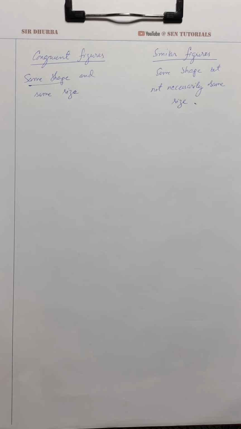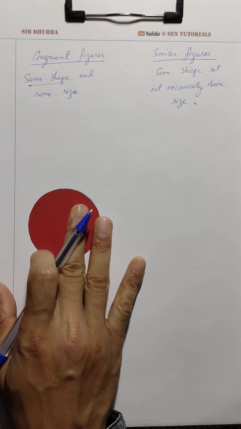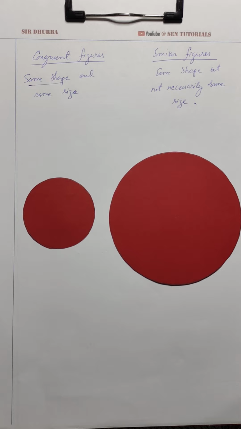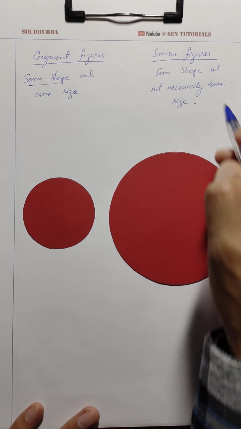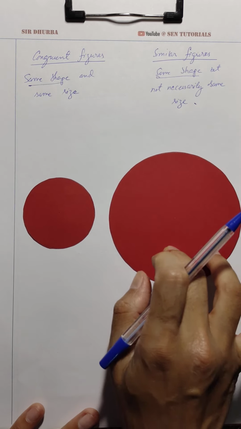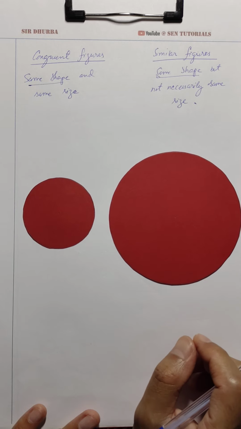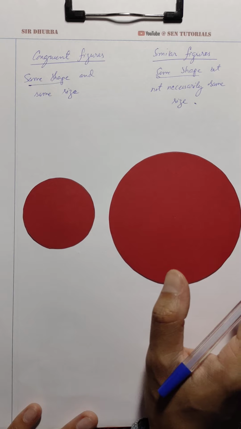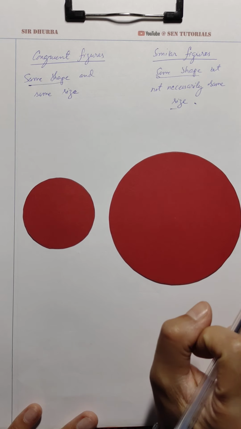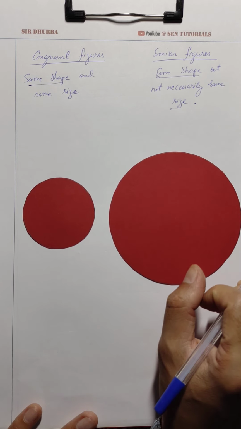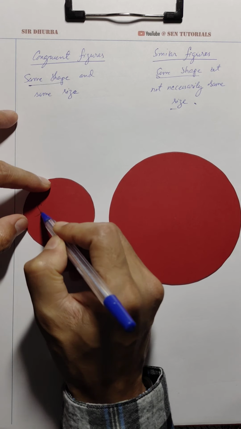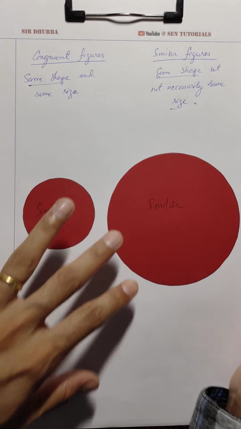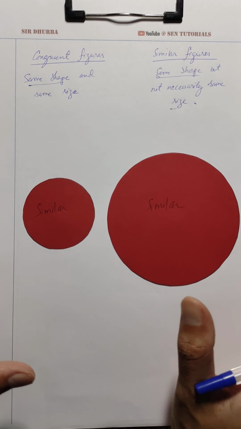Now you tell me, see, another circle. Now you see, they are of the same shape, of course, no doubt about that. Circle, same shape. I did that cutting for you, right? So they're of the same shape, but are they of the same size? No, they are not of the same size. But yes, we can call them similar. All right, so that's the meaning of similar figures.